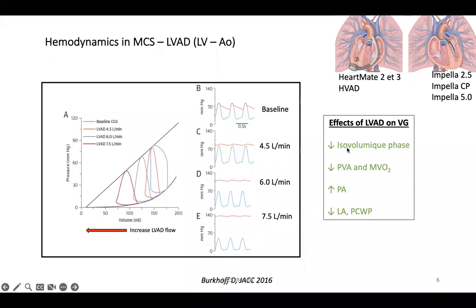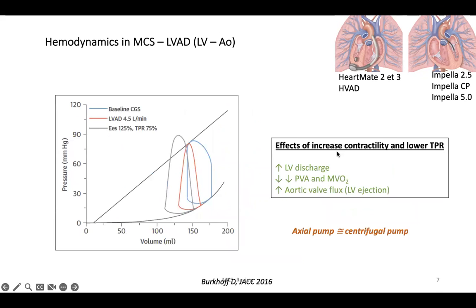So the positive effect, you decrease the isovolumic phase, as you can see on the triangular shape of the PV loop, and you're going to decrease the myocardial oxygen consumption. You're going to decrease the left atrial pressure and the LV end diastolic pressure as well. If you add inotrope in this setting, again, it's almost the same as the TandemHeart. You're going to improve the LV discharge and increase the native aortic flow through the aortic valve.